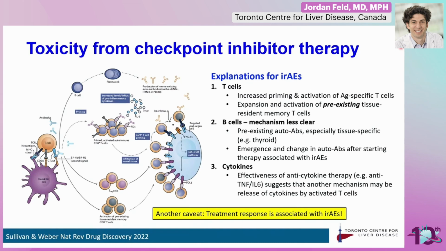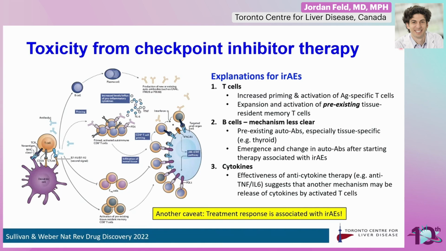Most of the mechanism is thought to be related to T cells, because that's really primarily where they're working, and the sense is that there's increased priming and activation of antigen-specific T cells, but also expansion and activation of, interestingly, there's pretty good evidence now in the cancer field of pre-existing tissue-resident memory T cells, so that these were actually already there, and you're stimulating these to emerge and lead to the toxicity, and also potentially a role for blocking Treg activity as well.